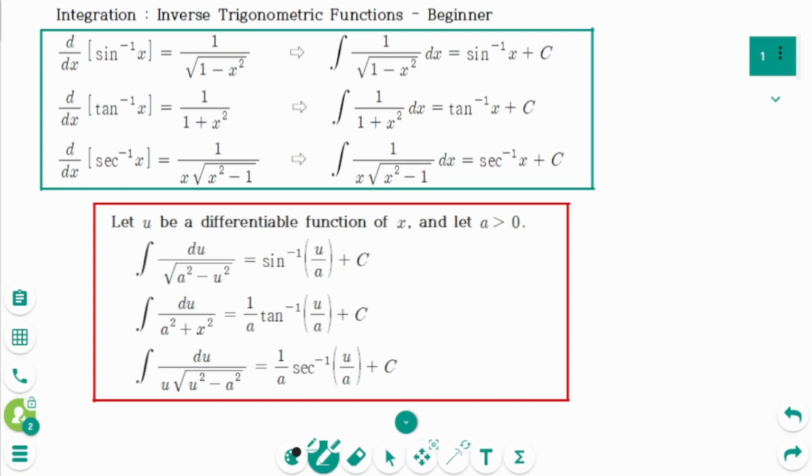Let's prove the first of the three formulas below. The method of proof using substitution is the same for the other two formulas. The integral of dx over square root of a squared minus x squared equals the integral of dx over square root of, take out a squared, open the bracket, 1 minus x squared over a squared.